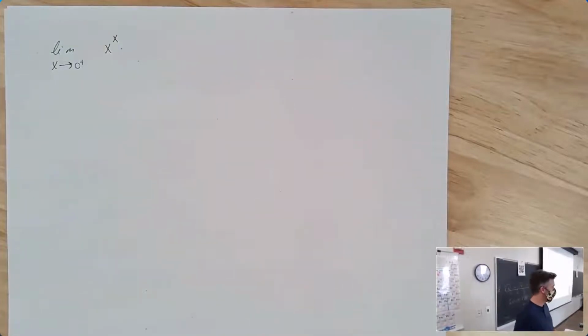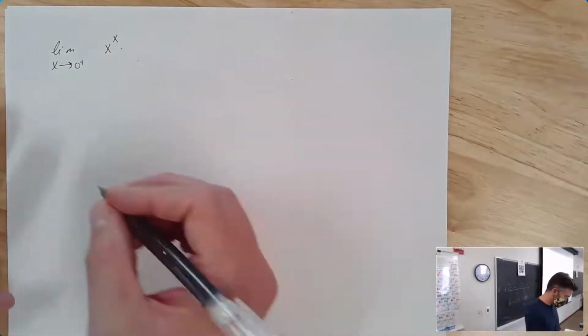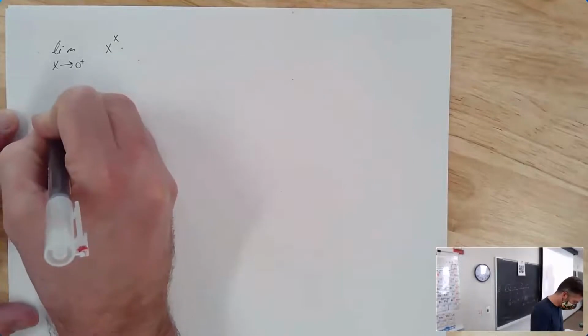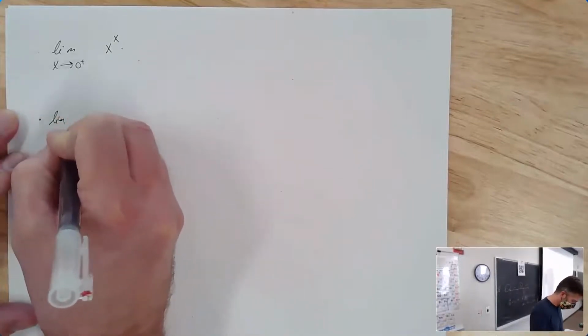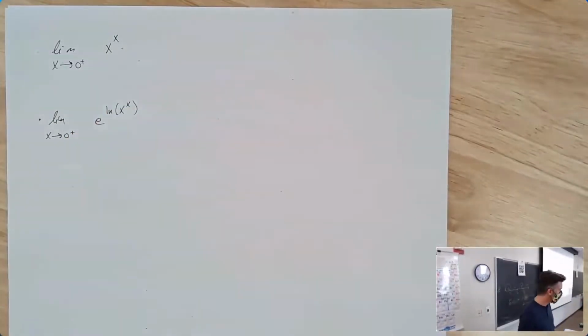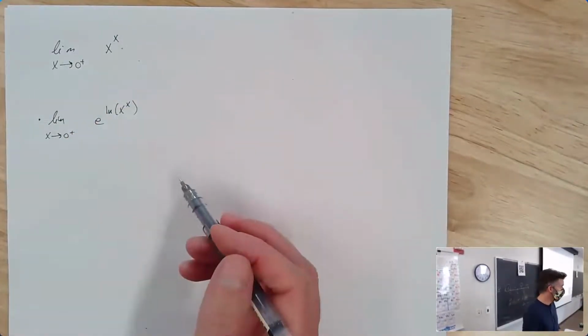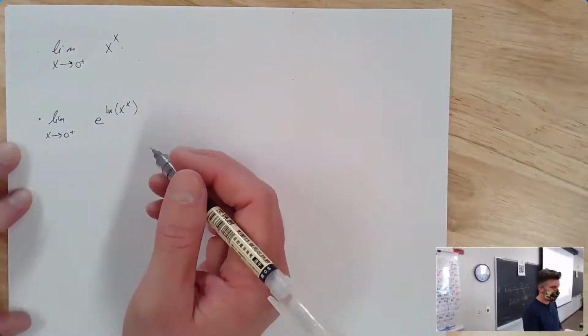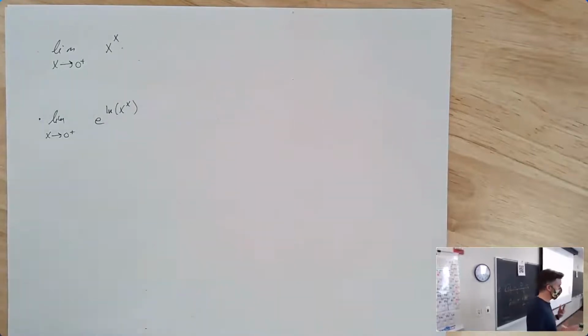So how do we deal with this? Well, we deal with these exponential ones where you have a variable in your exponent in a very similar way you would deal with taking the derivative of something exponential. You do it by using a natural log. And there's kind of two schools of thought. One way of doing this is to say, I'm going to do the limit as x goes to 0 from the right of e to the natural log of x to the x, and then just do that the whole way through. So in fact, I'm going to show both ways so that you guys can kind of see what I mean when I say both ways.